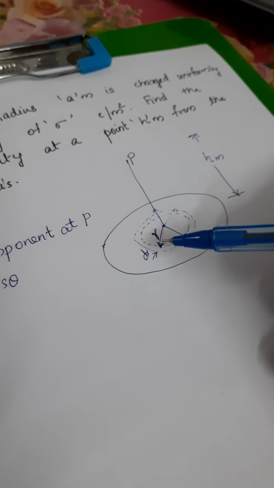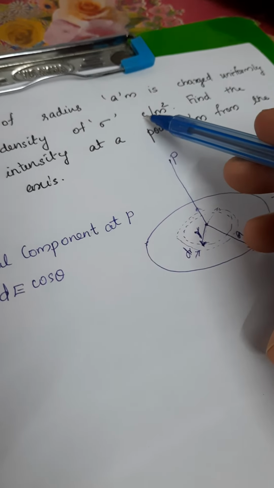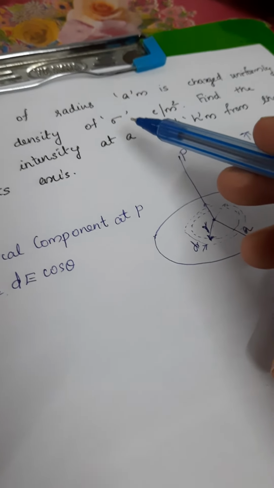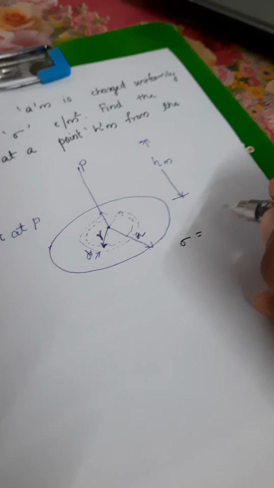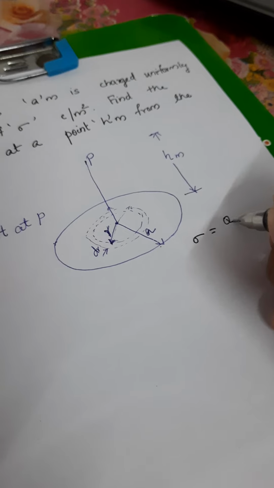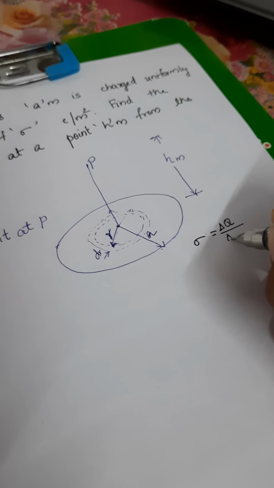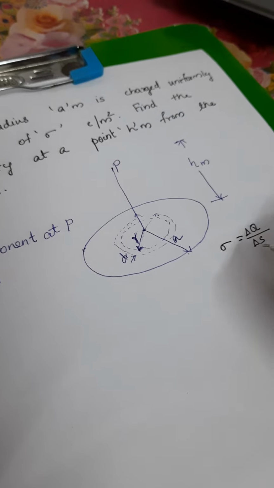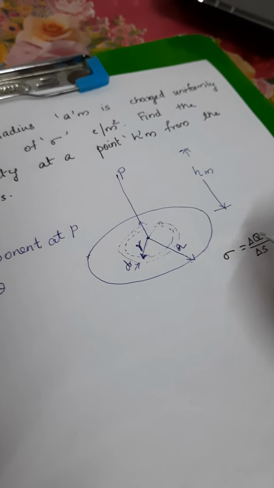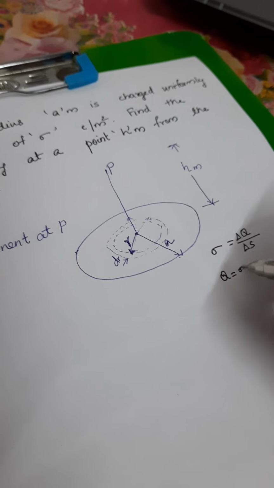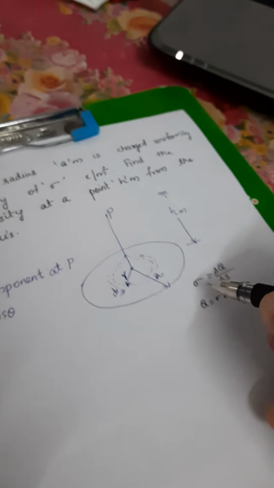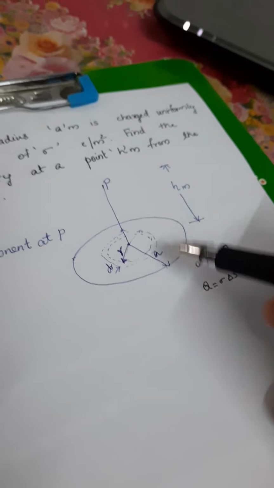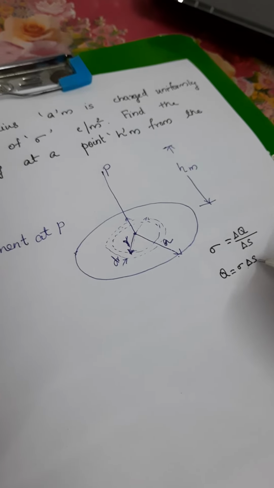Now in the question it is given as the charge density sigma coulomb per meter square. We already studied what is surface charge density: sigma is surface charge density. Sigma will be equal to charge per area, that is delta Q by delta S. So if you want to find the total charge Q, we can find it as sigma into delta S or ds.